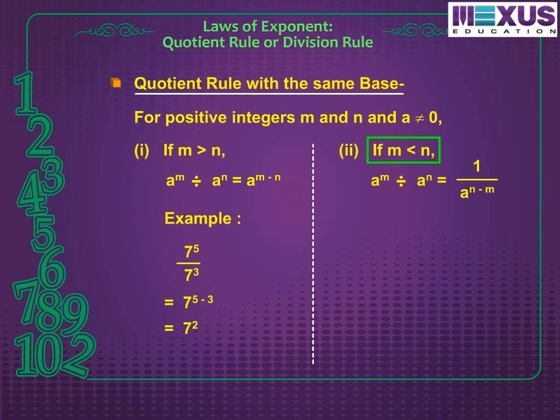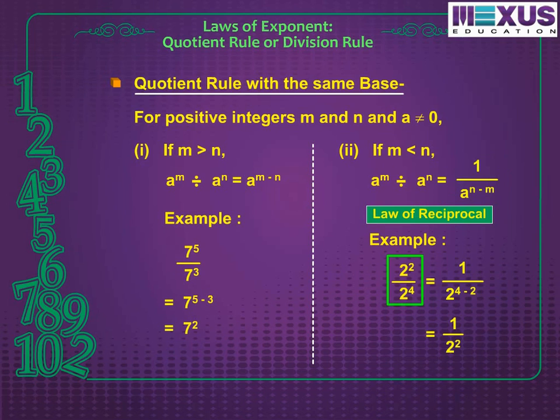Case 2. If m is less than n, then a raised to power m divided by a raised to power n is equal to 1 upon a raised to power n minus m. This is also known as law of reciprocal. Example: 2 raised to power 2 divided by 2 raised to power 4 is equal to 1 upon 2 raised to 4 minus 2, which would be 1 upon 2 raised to power 2.